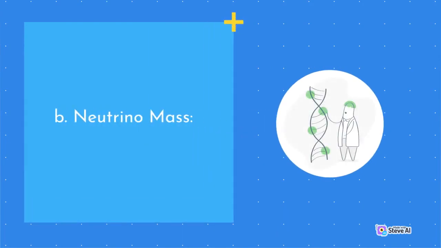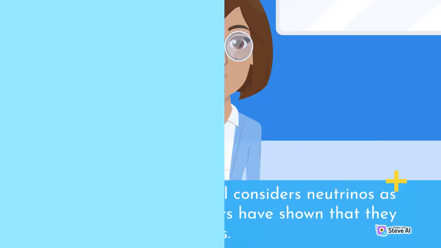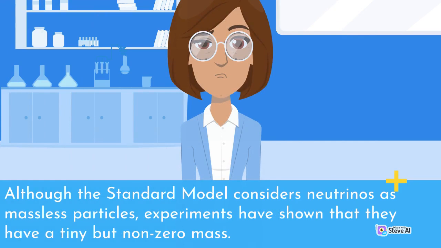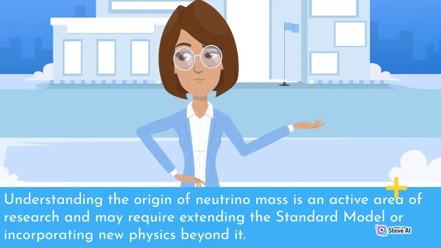B. Neutrino mass. Although the Standard Model considers neutrinos as massless particles, experiments have shown that they have a tiny but non-zero mass. Understanding the origin of neutrino mass is an active area of research and may require extending the Standard Model or incorporating new physics beyond it.